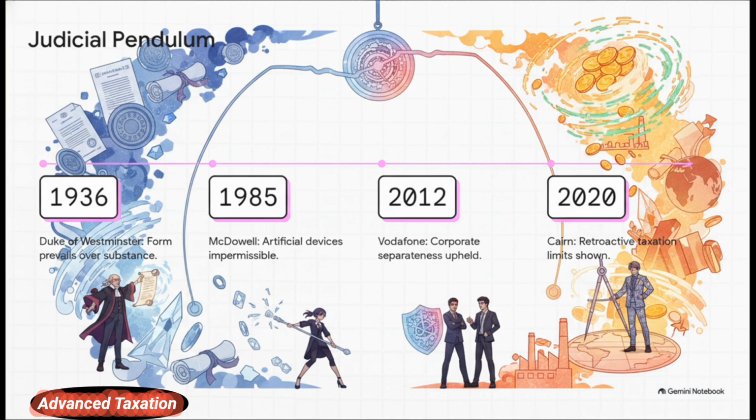Form over substance, right? But then, cut to 1985 in India, and the McDowell case cracked down hard on artificial colorable devices, basically fake schemes meant for nothing else but dodging taxes. Then we see swings right back to legal certainty with Azadi Bachao in 2003 and Vodafone in 2012, before cases like Cairn Energy in 2020 highlighted the strict international limits on governments trying to use retroactive taxation.